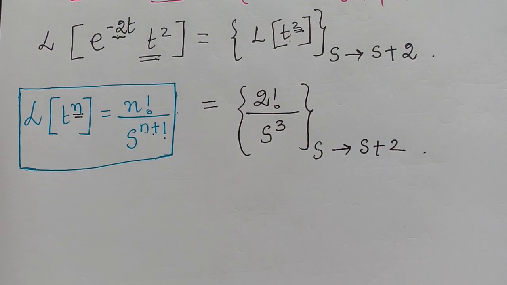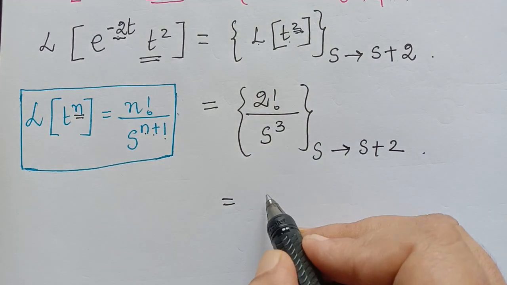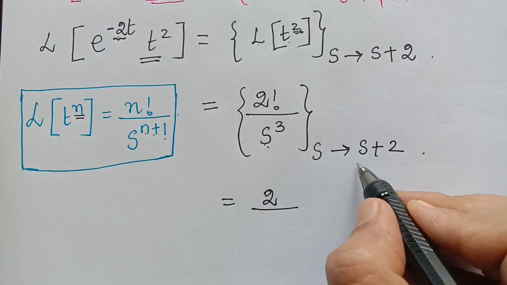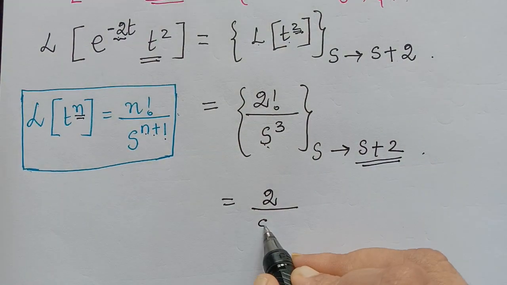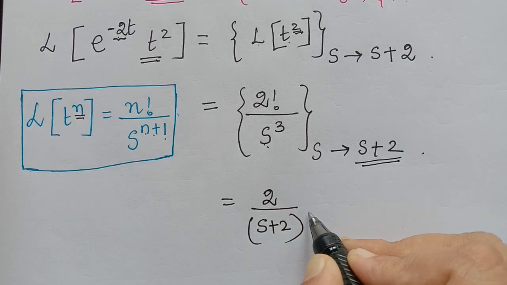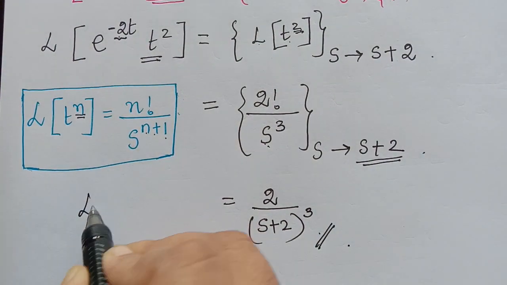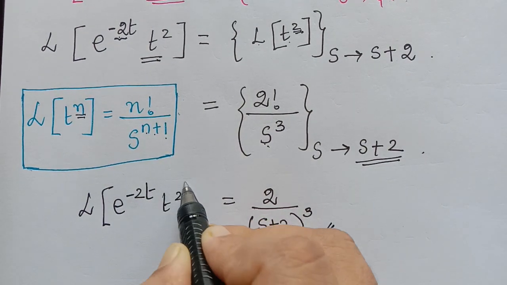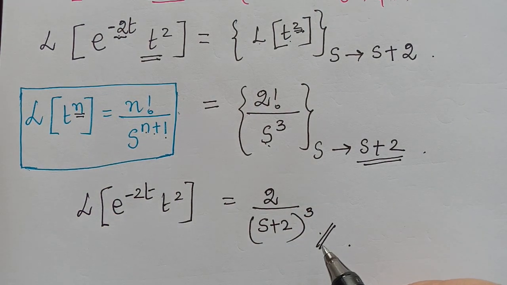Now while replacing, we can remove the curly brackets and we can write, and what is 2 factorial? It is 2 into 1, which is 2, divided by s. Instead of s, we have to replace it by s plus 2. So now here we have s cube, so we will have s plus 2 the whole cube as our solution. Therefore we have found the Laplace transform of e to the power negative 2t t square to be equal to 2 by s plus 2 the whole cube. So now we shall move on to the next problem, that is problem number 12.